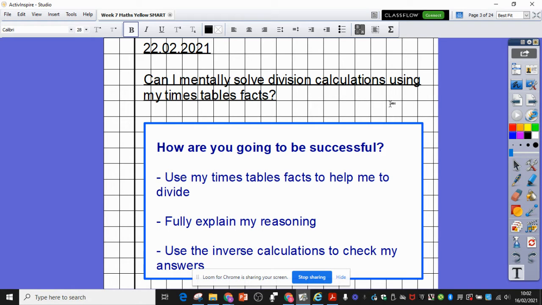You'll be successful today if you use your times table facts to help you to divide, if you fully explain your reasoning, and if you use the inverse calculations to check your answers. Now don't worry, I'm going to take you all through this. We're going to do 2 examples and then you're going to have a go by yourself. So let's have a look.